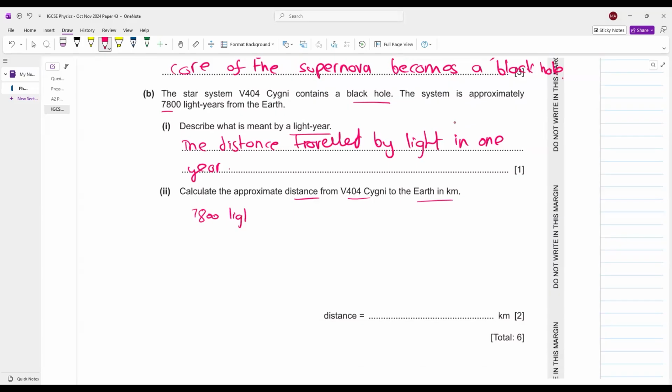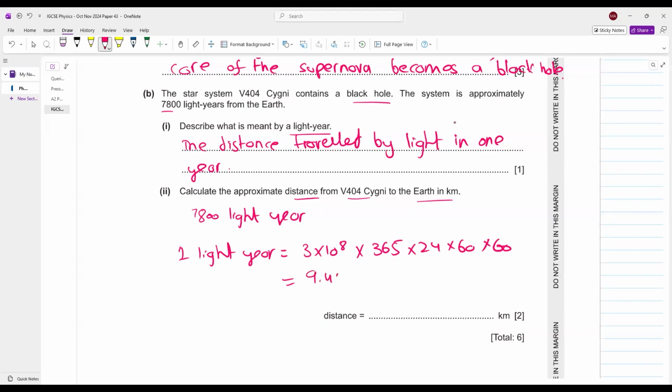The distance is 7,800 light years. अब एक light year कितने distance के equal होता है? The distance traveled by light in 1 year. What is 1 light year equal to? Let's calculate that. 1 light year is equal to the speed of light, that is 3 into 10 to the power of 8, into the time in 1 year, 365 into 24 into 60 into 60. What does this come out to be? 3 into 10 to the power of 8 into 365 into 24 into 3600. 1 light year comes out to be 9.46 into 10 raised to the power of 15 meters.